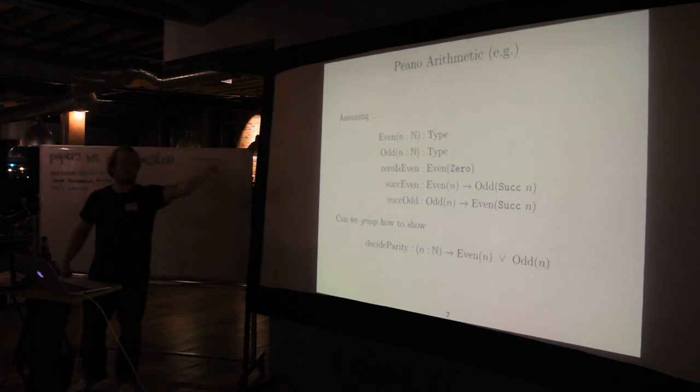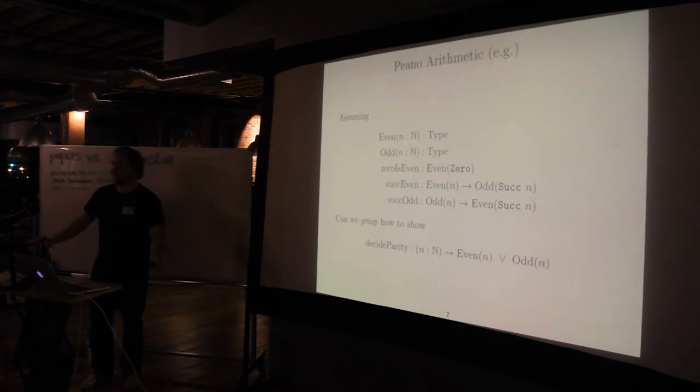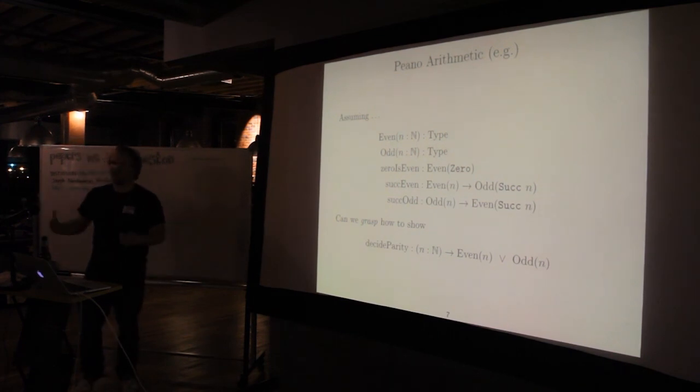That's an interesting property of these types. And so if I prove to you that even of 3 exists, then you should be really confused. I cheated somehow, because even of 3 can't exist. That doesn't mean even. But if I hand you even of 0, you're like, cool, I grasp the notion that 0 is even.